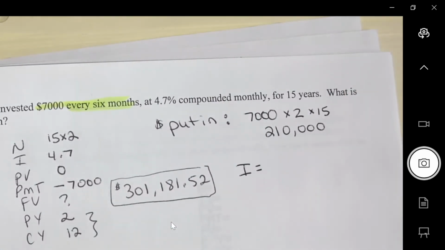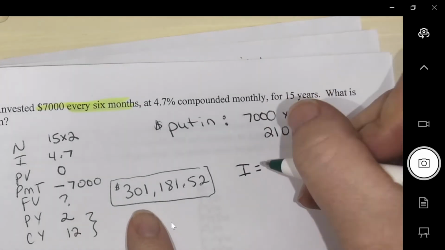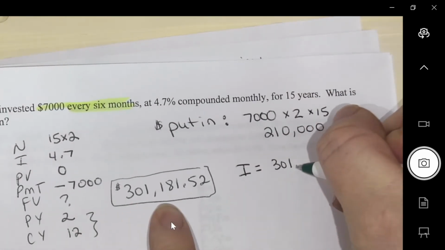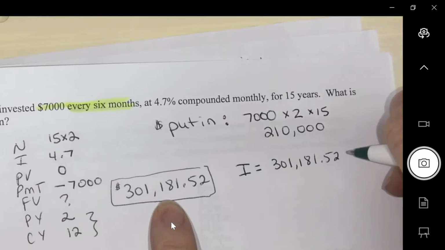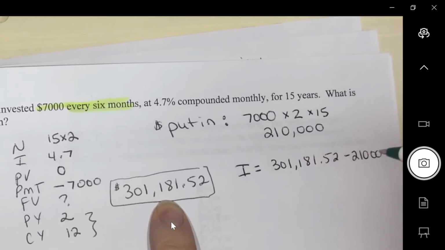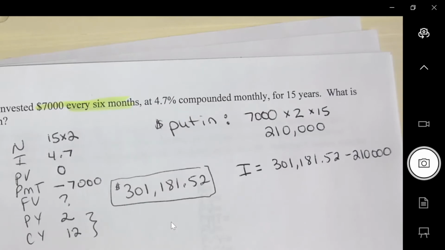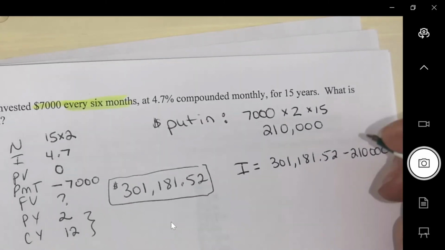Okay, so how do I figure out the interest? Interest is thinking about, like, really, what did the bank give me out of this? That's your interest part. So I'm going to say the final minus my contribution. Does that make sense why I'm doing that? The end versus what I put in will give me the bank's interest portion.